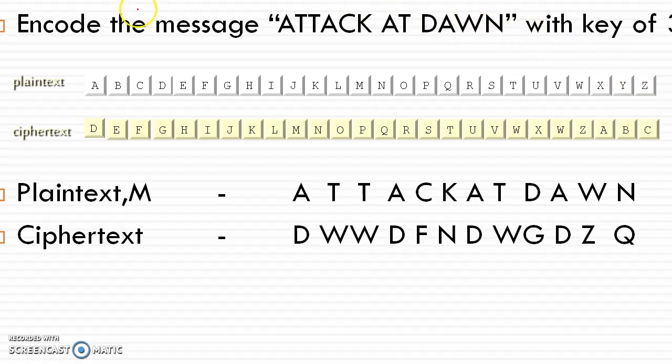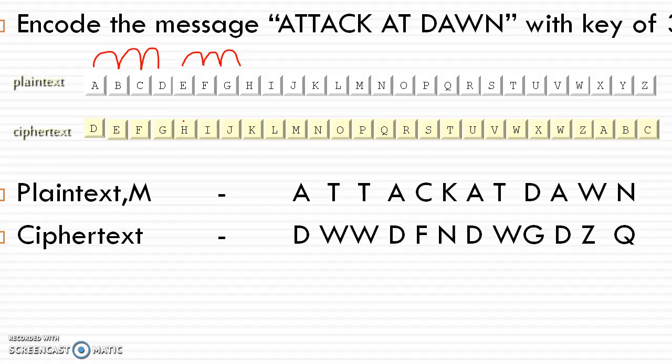The first letter here is A. So you have to find the ciphertext letter for this A. First of all, I have to shift this character A 3 places. 1, 2, 3. So after shifting 3 places, A will be replaced with the character D. Now we will encrypt the letter E. So E will be replaced with 1, 2, 3, the character H. In this way, you have to obtain all the ciphertext characters.